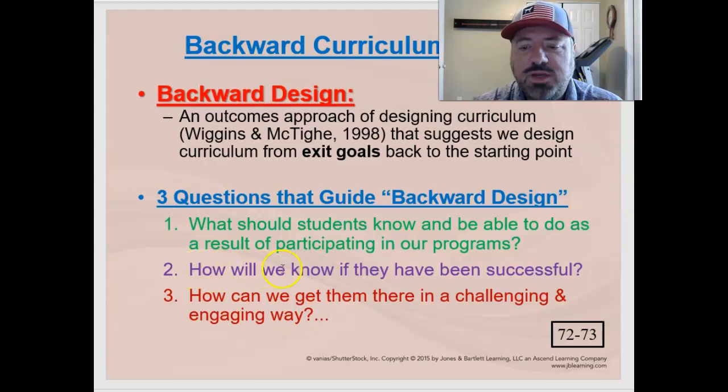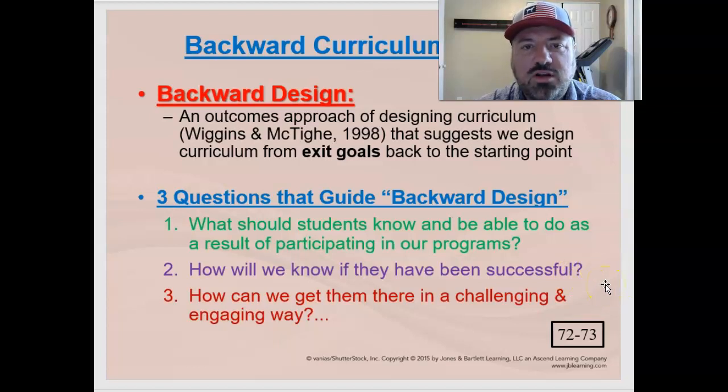Number 2, how will we know if they have been successful? Right? What evidence will show success? What level of understanding or performance means success? So we will have to set some kind of expected level of performance.